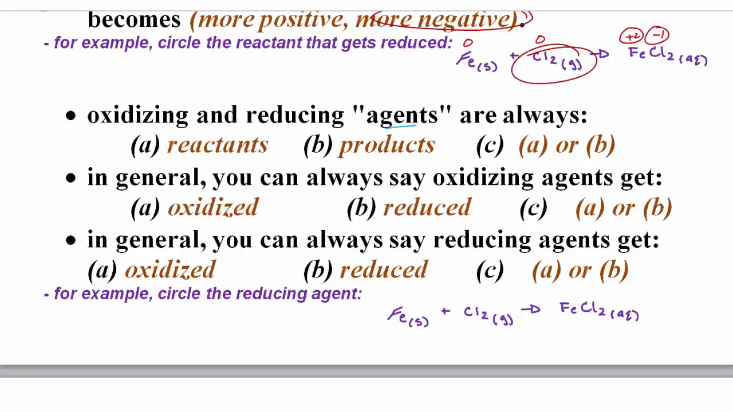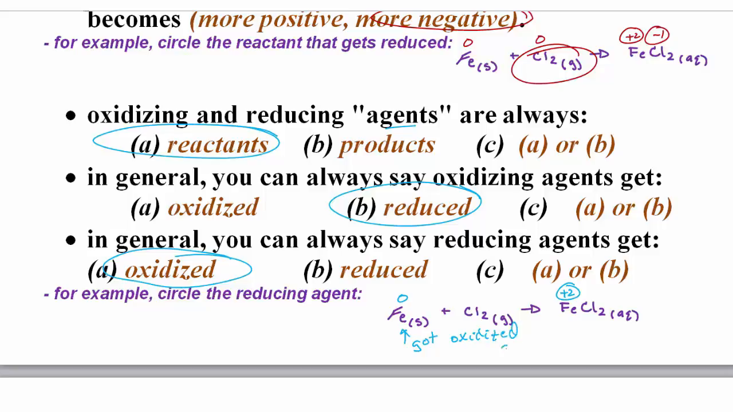Oxidizing and reducing agents are always reactants. And in general, you can always say oxidizing agents get reduced, reducing agents always get oxidized. So for example, circle the reducing agent. So the reducing agent got oxidized. Iron went from 0 to a positive 2. So this compound, it got oxidized. So it is the reducing agent. And circle the reducing agent.